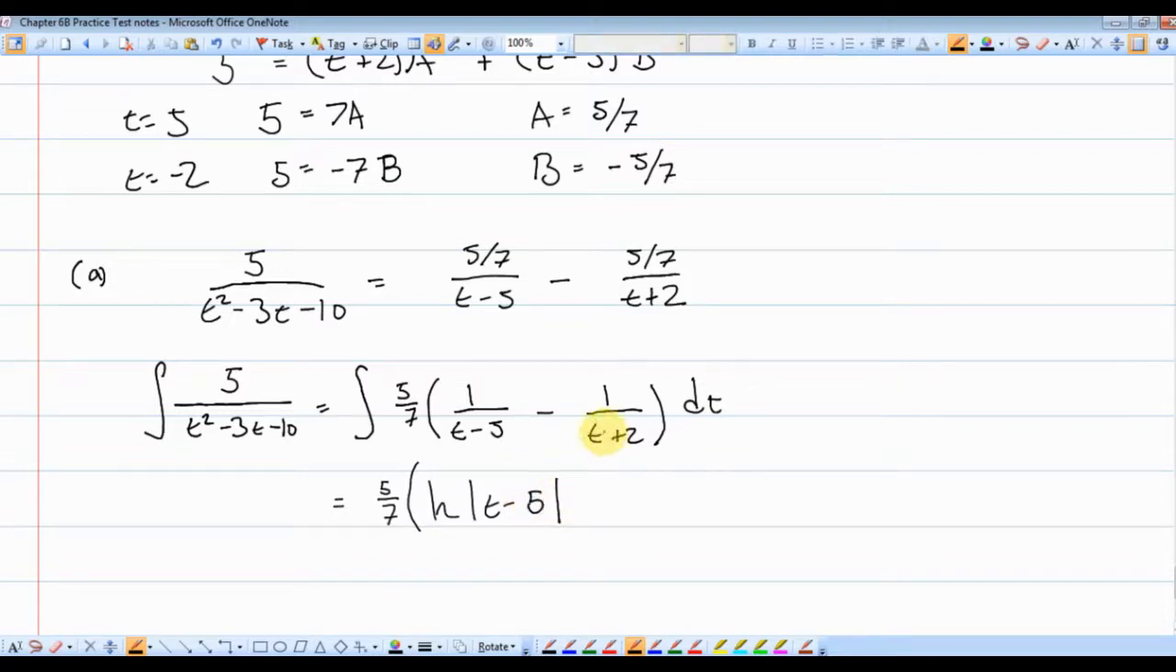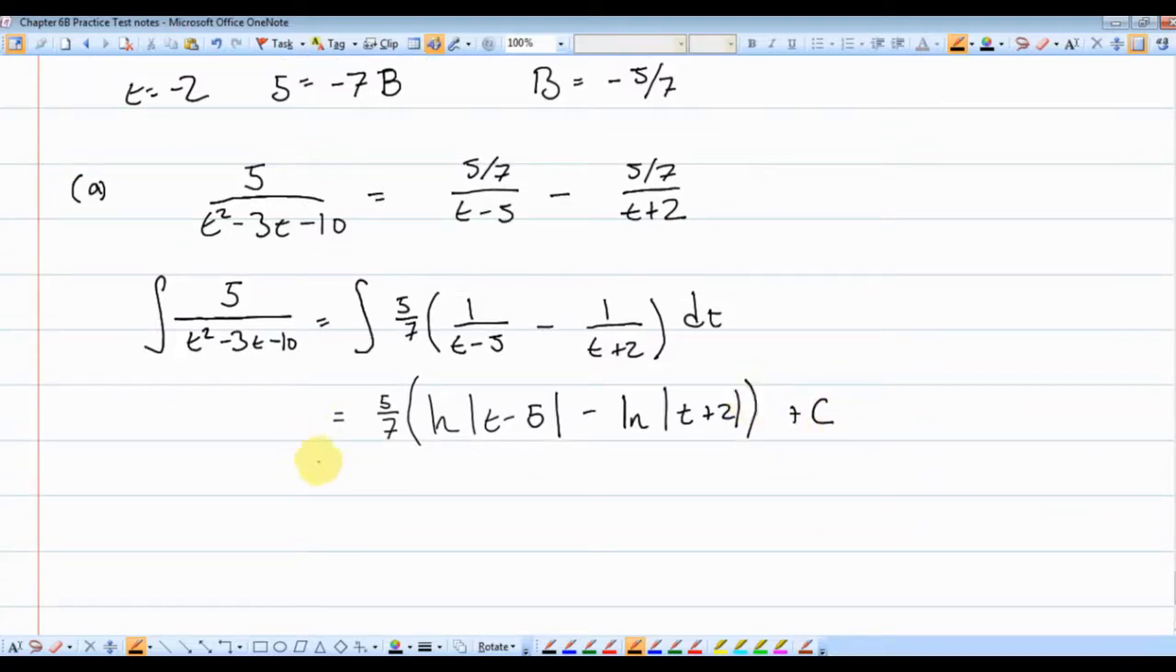All right, u equals t plus 2, du equals dt. So I don't have to worry about negatives or constants. This is minus the natural log of t plus 2 plus constant. Okay, let's put everything on top of each other, and we're going to say this is 5/7 the natural log of t minus 5 over t plus 2 plus constant. And I think I'm just going to leave it like that. We're not going to put it to the power.